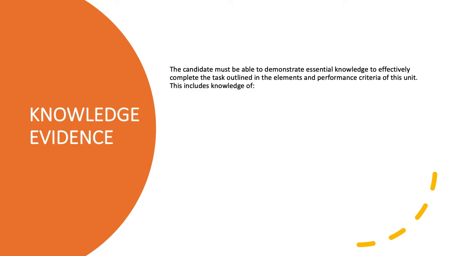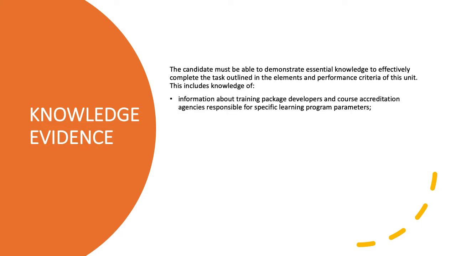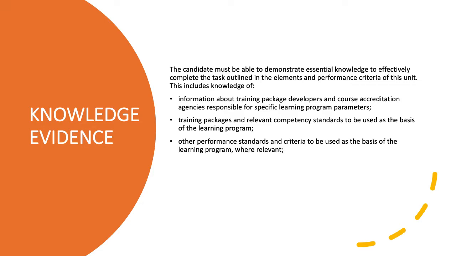Let's take a look now at the knowledge evidence. The candidate must be able to demonstrate essential knowledge to effectively complete the task outlined in the elements and performance criteria of this unit. This includes knowledge of information about training package developers and course accreditation agencies responsible for specific learning program parameters, training packages and relevant competency standards to be used as the basis of the learning program, other performance standards and criteria to be used as the basis of the learning program where relevant.